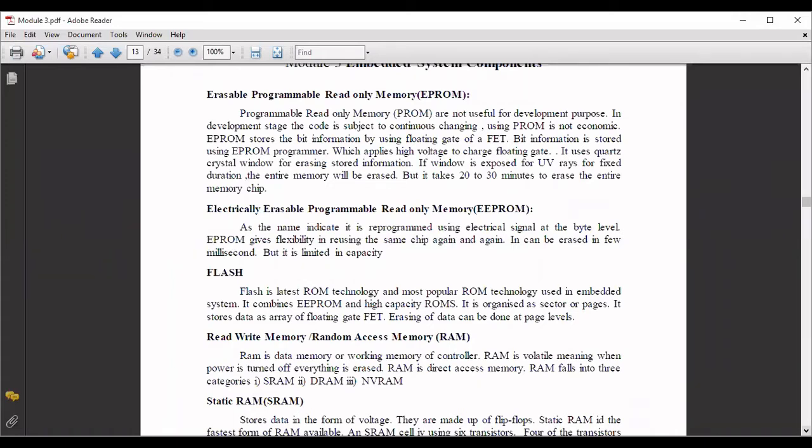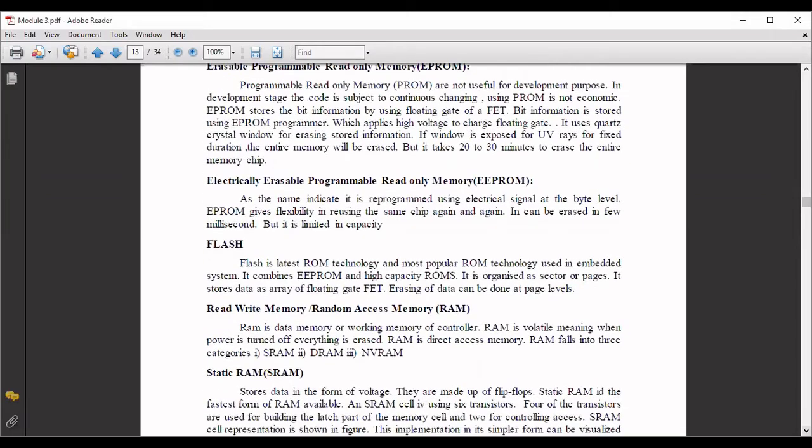Erasing of data can be done at page levels. That means whichever page or sector you want to erase, only that you can erase. Selectively, you can select particular pages and erase only those, not the entire chip. That comes with flash memory, which is the latest one available.